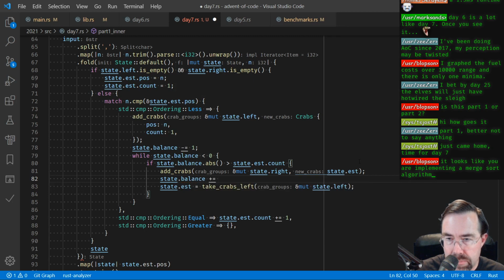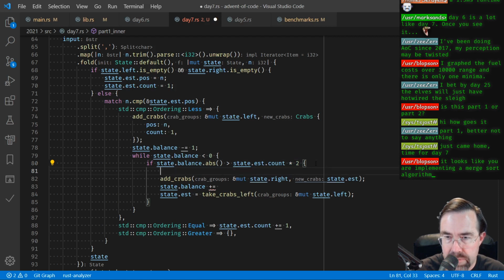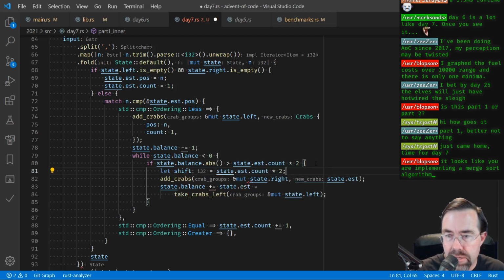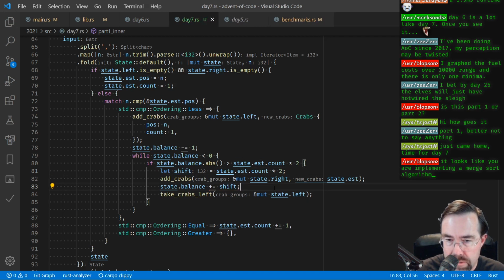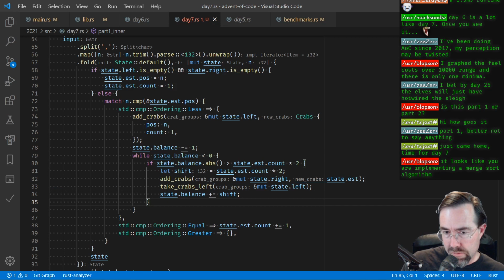State.balance plus equals double the number that we moved, right? Actually, that means I need to have this times 2. And this is the amount, right? So we need to get that first. Let shift equal that amount, and we shift the balance that far. Actually, then I can do that at the end. No, it's not just that. No, I did this wrong.